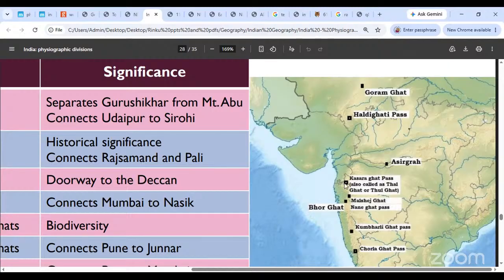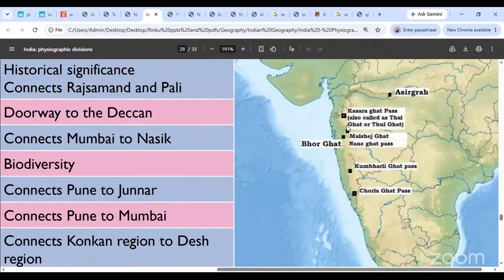Can you make out the Kasara Ghat? That is the Kasara Ghat. It will connect Mumbai to Nasik. That's the connection between Mumbai and Nasik.